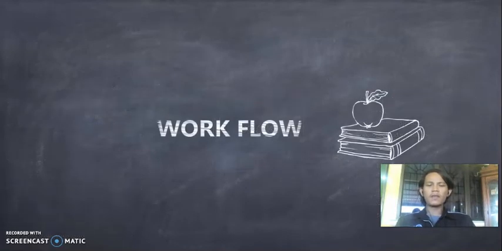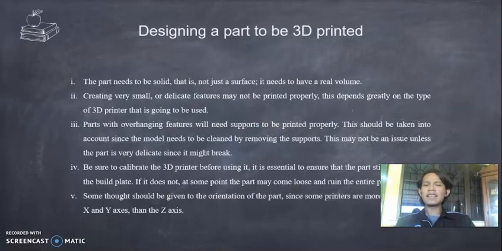Okay, this is the workflow. Designing a part to be 3D printed. First, the part needs to be solid, that is, not just a surface. It needs to have a real volume. Second, creating very small or delicate features may not be printed properly. This depends greatly on the type of 3D printer that is going to be used.